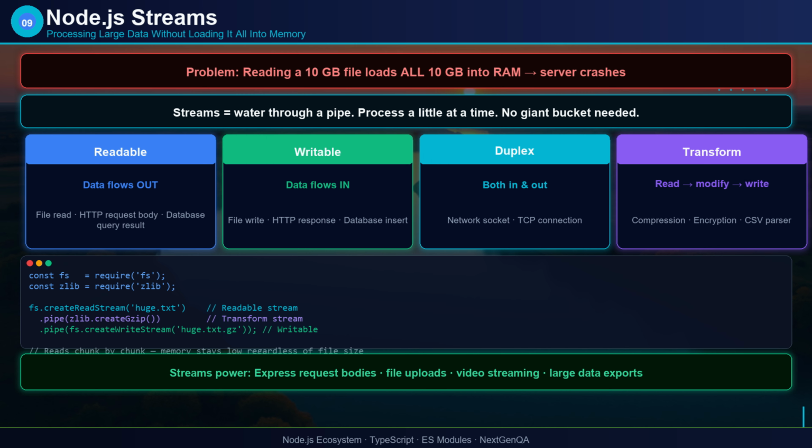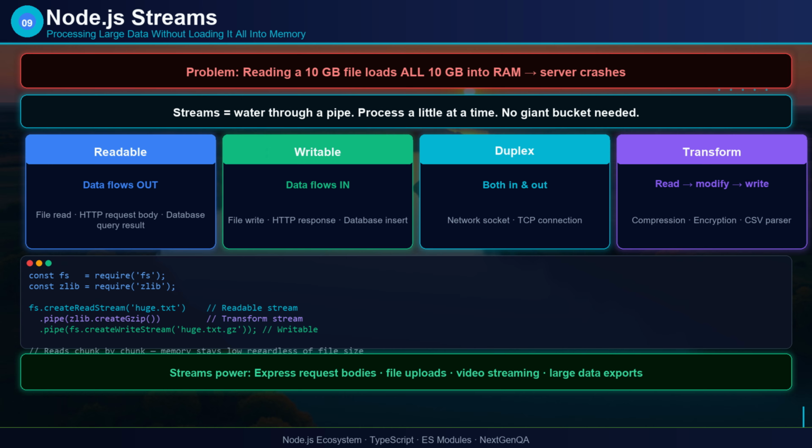The pipe operator, connecting streams. As shown on the screen, this reads bigfile.txt as a stream, compresses it chunk by chunk, and writes the compressed output to a new file, all without loading the entire file into memory.